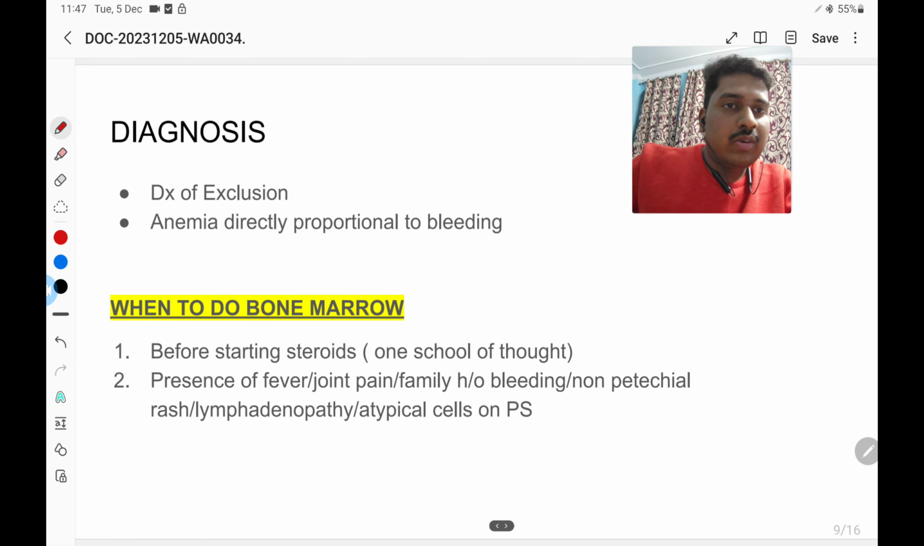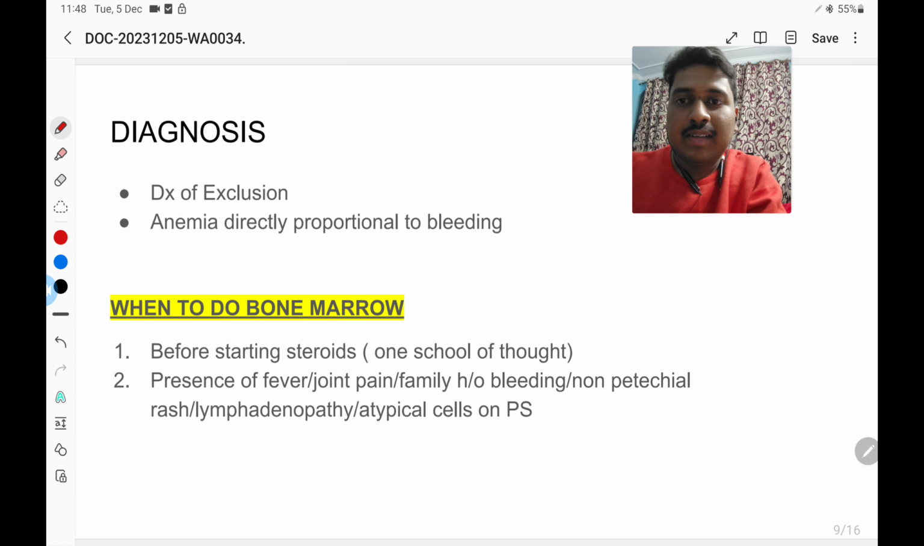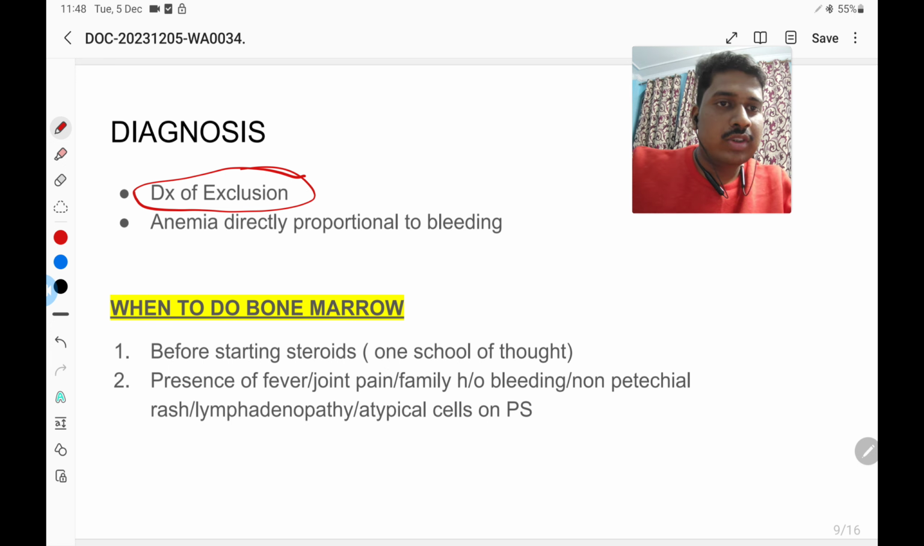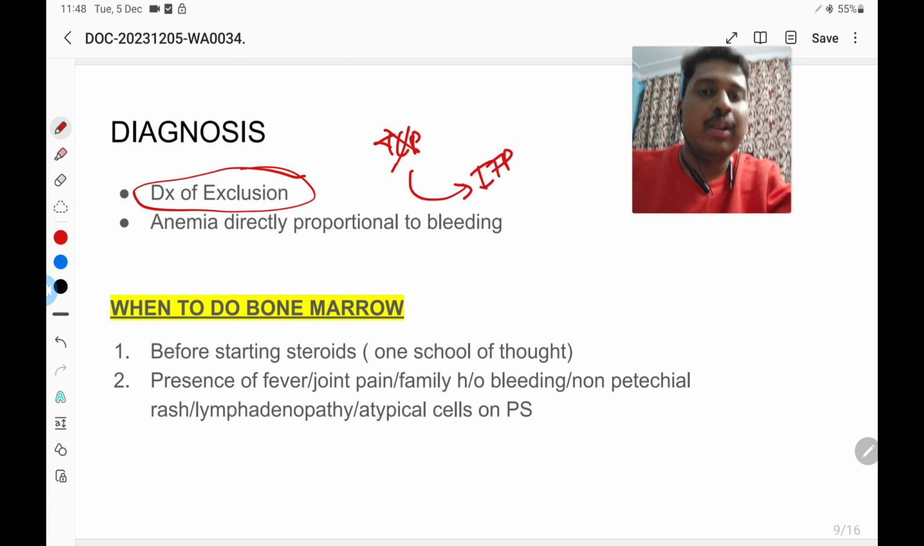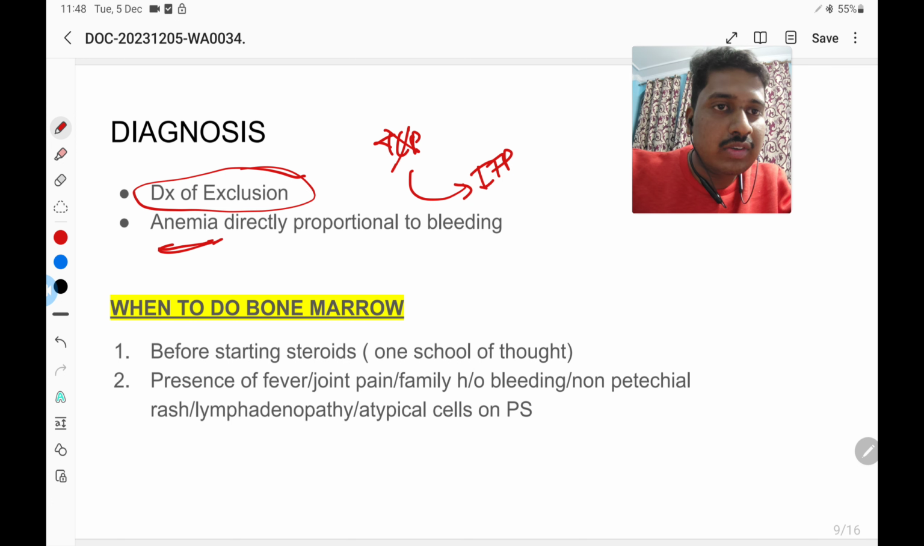Next, coming on to diagnosis, the examiner expects one thing from you, that it is a diagnosis of exclusion. Diagnosis of exclusion means alternate diagnoses should be excluded. Other causes of thrombocytopenia should be excluded. Then only you will arrive at a diagnosis of ITP. And the anemia which is present, that is the decrease in Hb, is directly proportional to the bleeding. The more the bleeding, the more the drop in Hb.